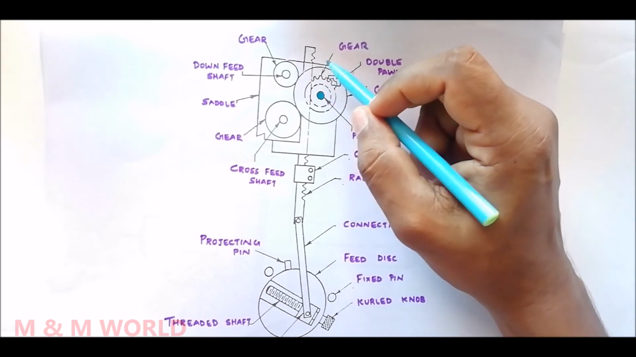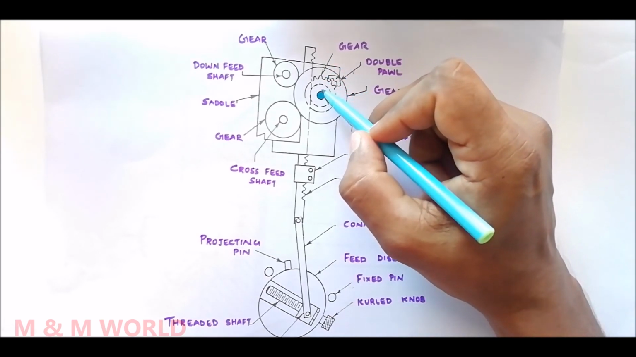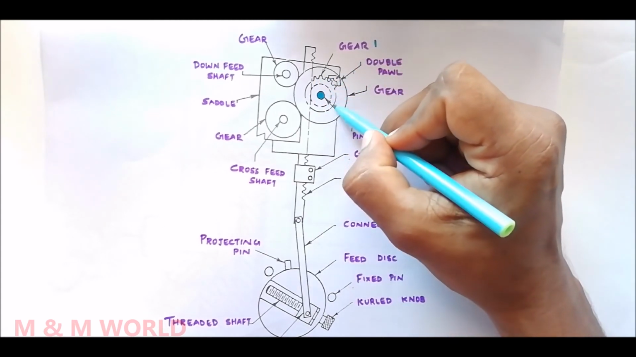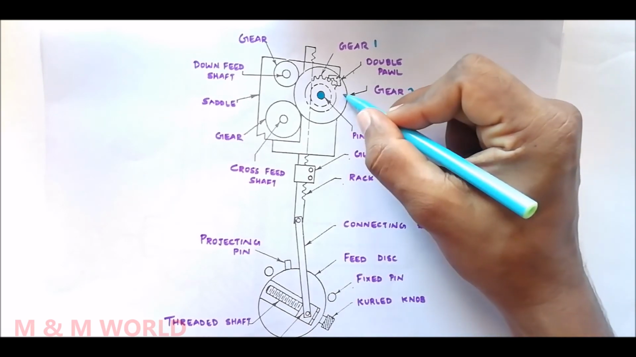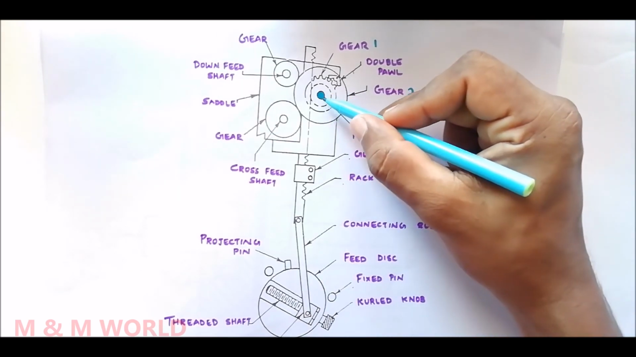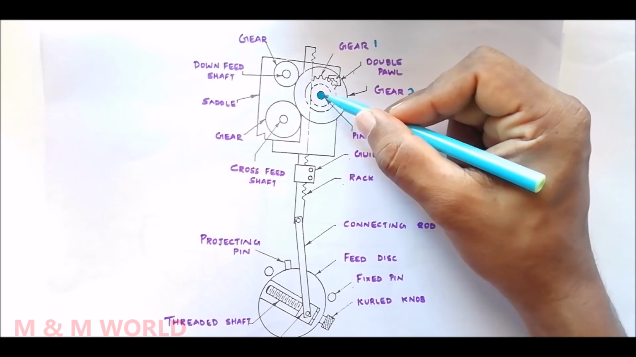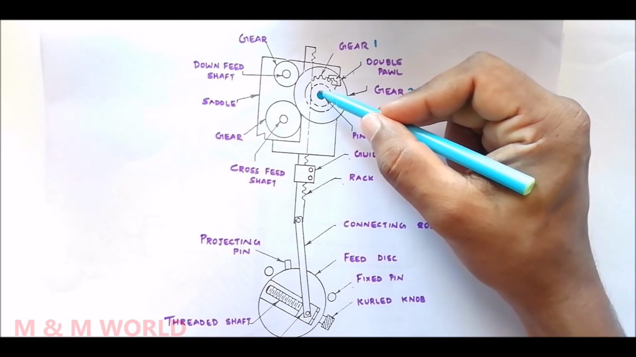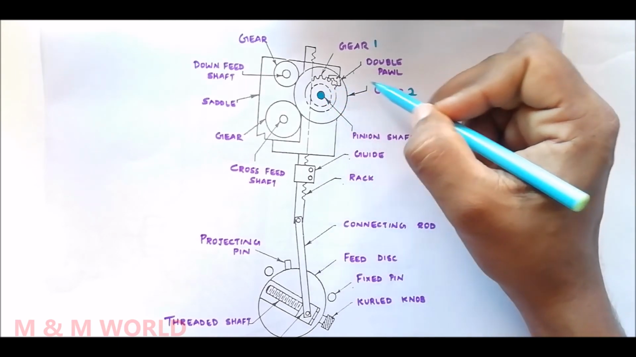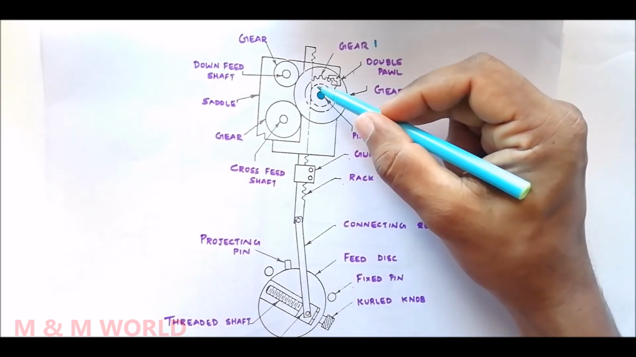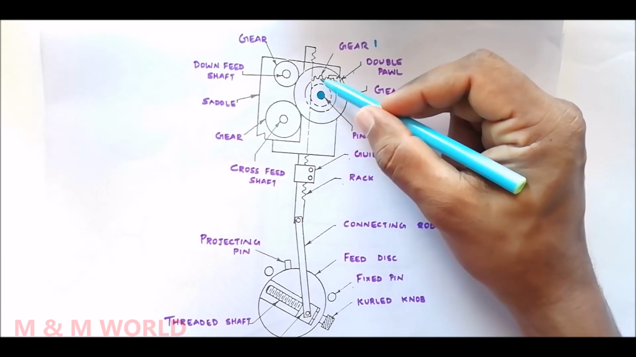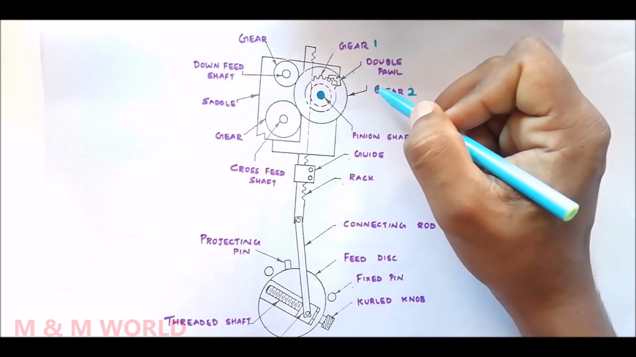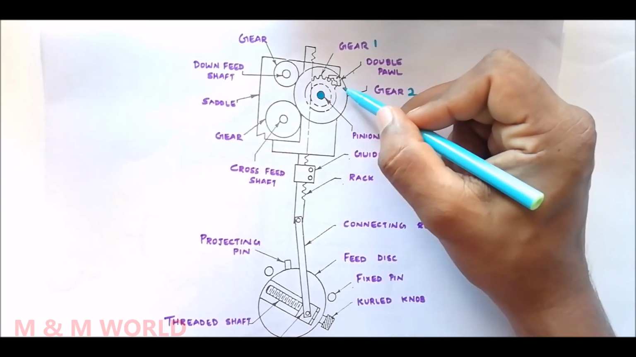Now we have two gears mounted on this particular shaft. This is gear 1 and this is gear 2. Gear 1 is keyed to this shaft and gear 2 is free. That is, whenever this shaft rotates, gear 1 also rotates, but gear 2 will not rotate. It is free.